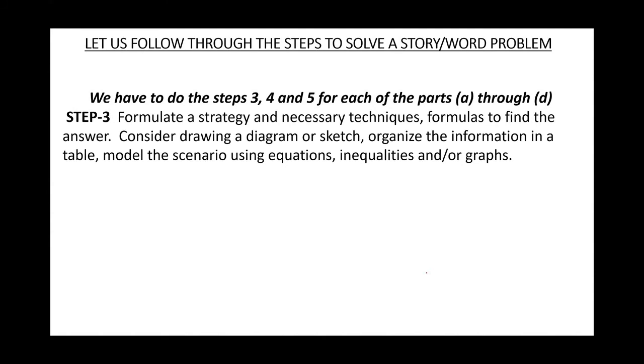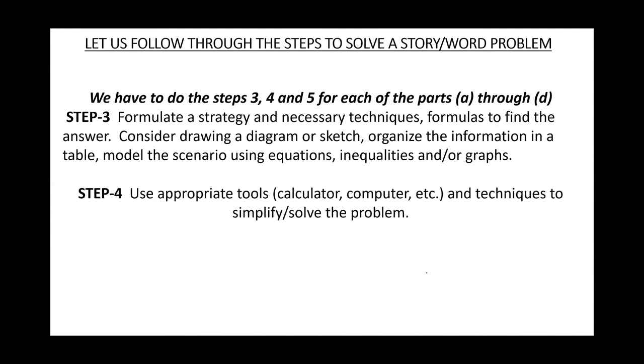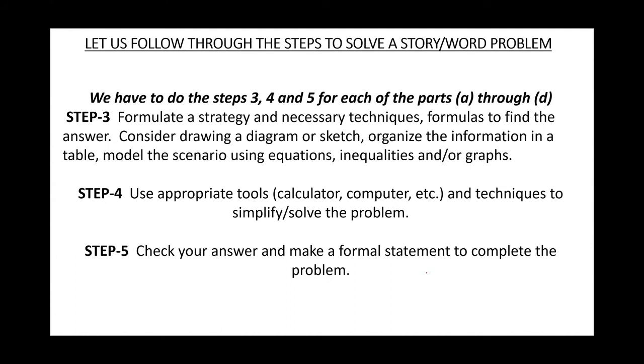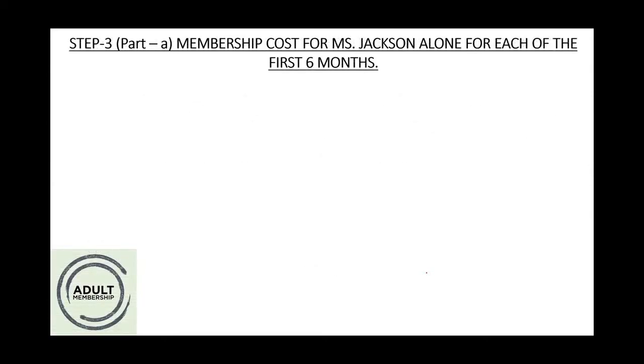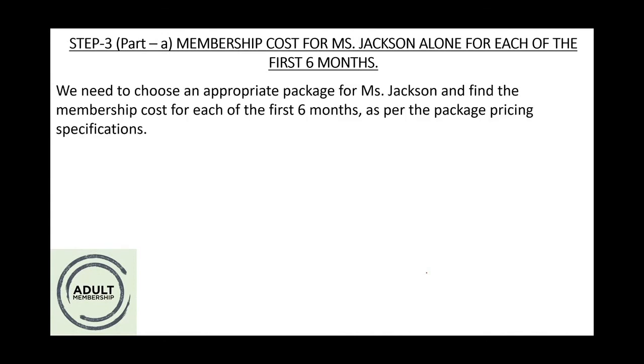Step 3 is to plan our strategy. Step 4 is to execute the plan. Step 5 is to check our answer and give a formal statement. So we are going to go through each of these steps for each of the parts A through D. Step 3 for part A. Part A is to find membership cost for Miss Jackson alone for each of the first 6 months.